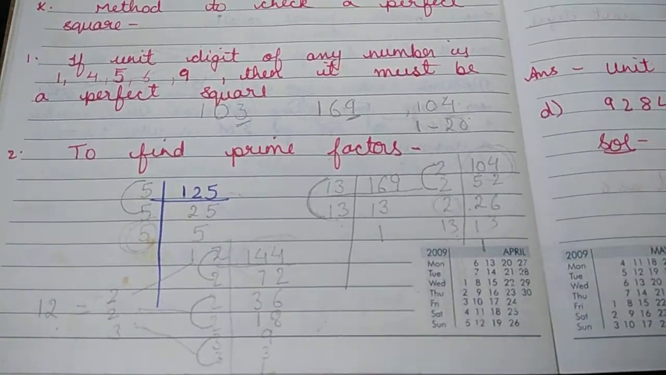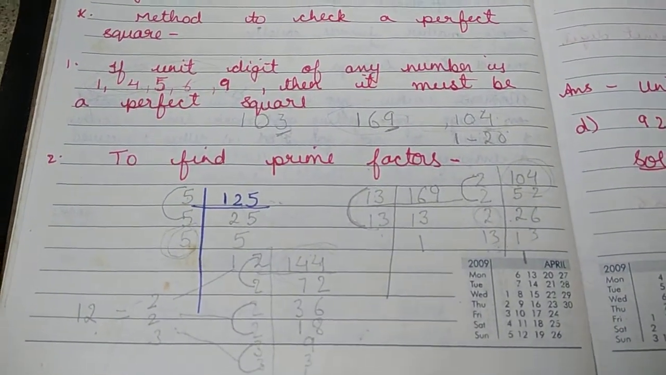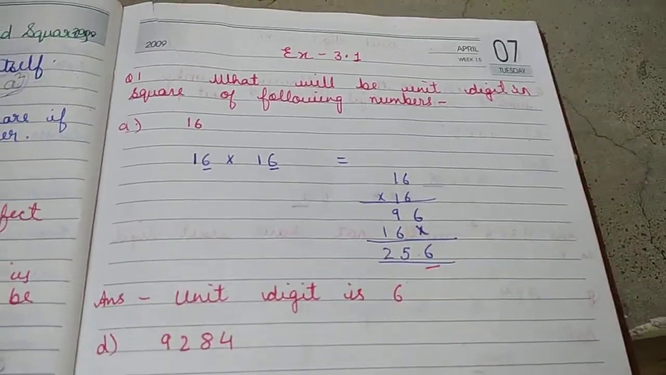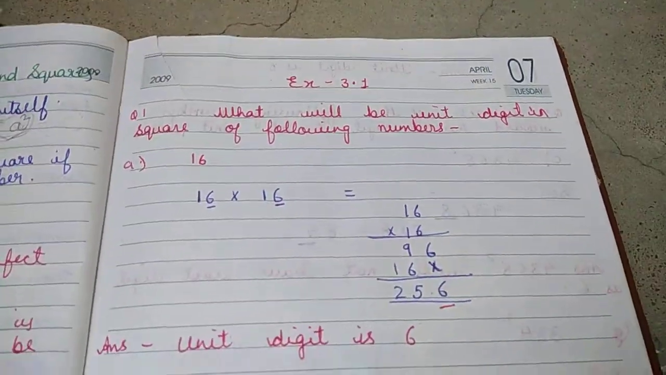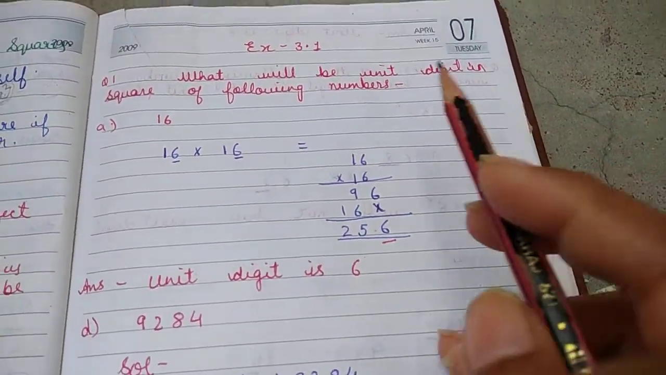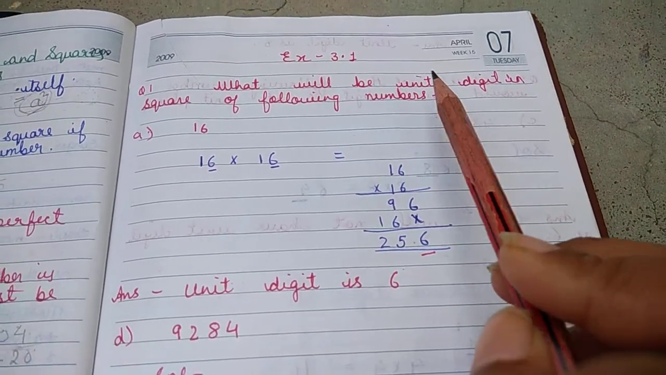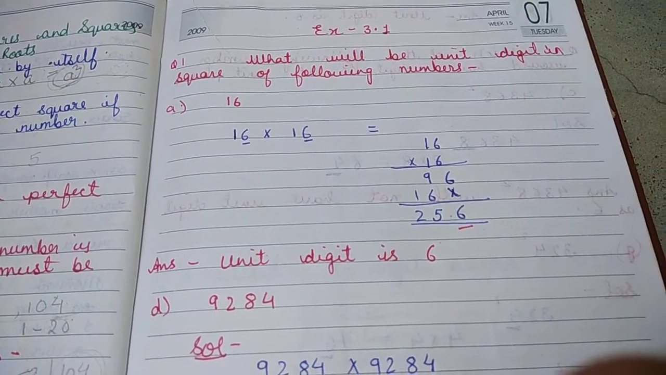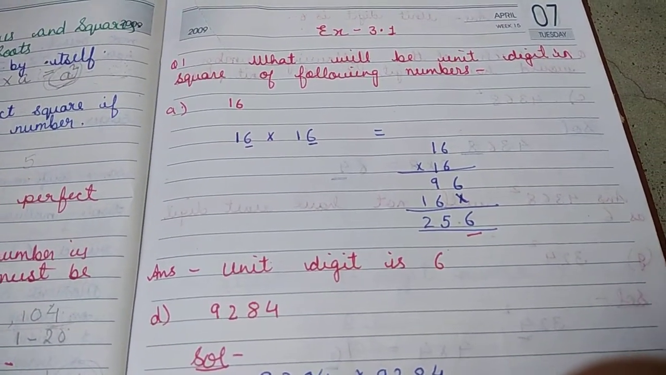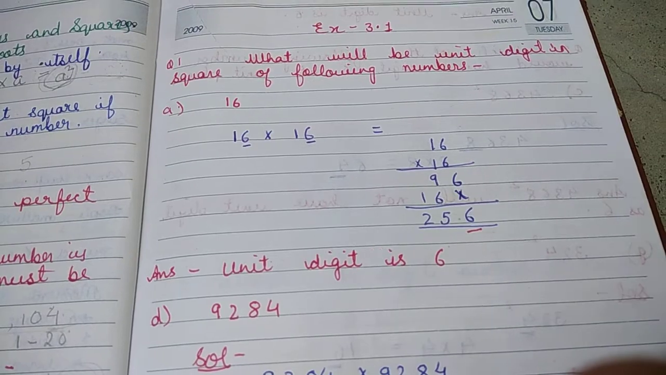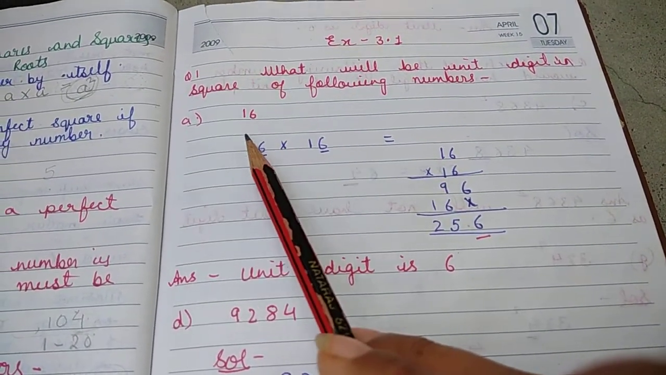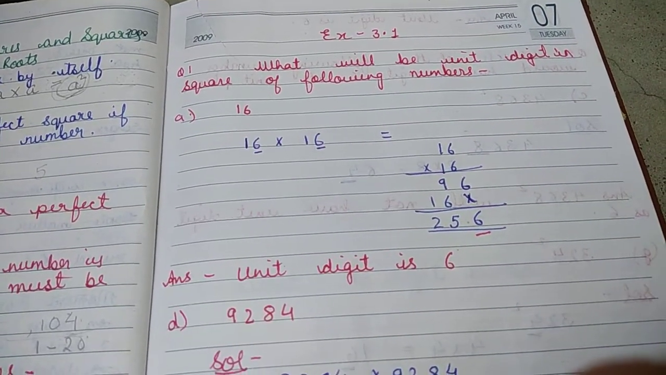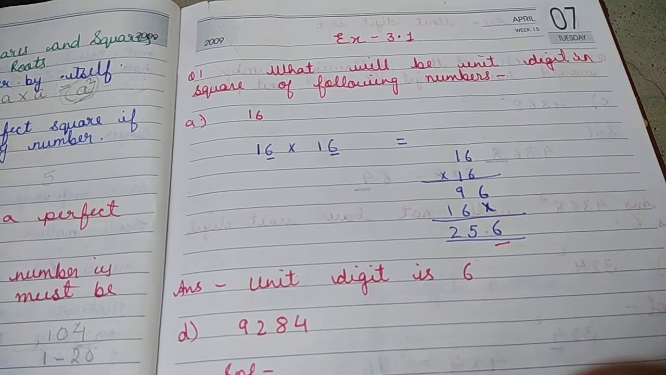Okay, with these concepts in mind, we'll begin with the explanation of the first exercise, that is your exercise 13.1. The first question is, what will be the unit digit in the square of the following numbers? You just have to know the unit digit. You don't have to find the squares or perfect squares, anything. You just have to tell, whatever number is given, what would be the last digit of the square of that number.